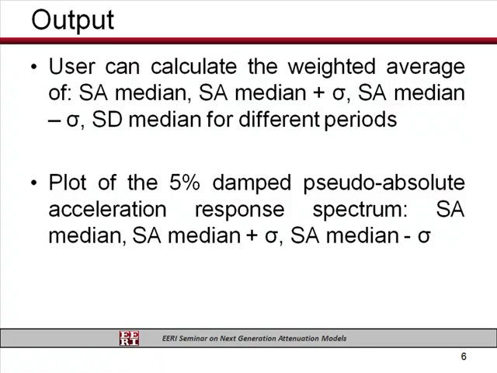For output, the user, as I said, will be able to calculate the weighted average of 2 or more models. They can look at the median, median plus 1 standard deviation, and median minus 1 standard deviation of the 5% damped pseudo-absolute acceleration values. Also, the median spectral displacement values will be provided at different periods. In addition to the table with the results, there will be a plot generated of the 5% damped response spectra showing the median, median plus sigma, and median minus sigma.